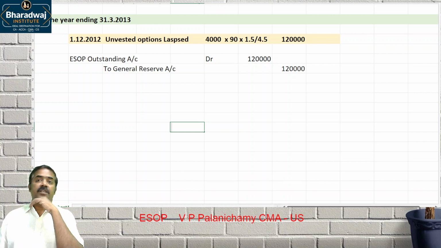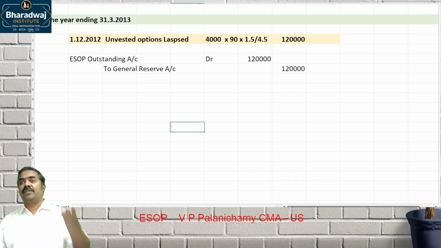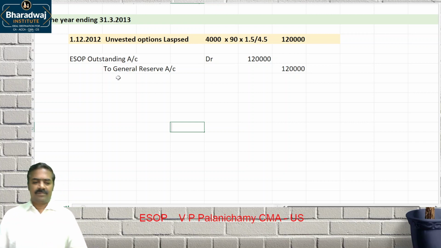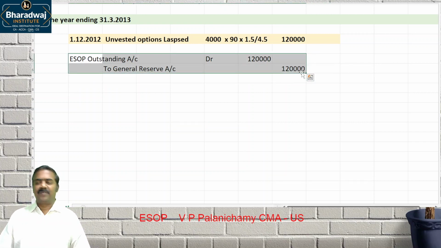If you don't do this, it will be like creating an excess provision. You are continuing with an excess provision, having known that the options are not going to be there. You create an excess provision and maintain the provision. That is not good. Mathematically it may be the correct amount, but we are not here for mathematics.